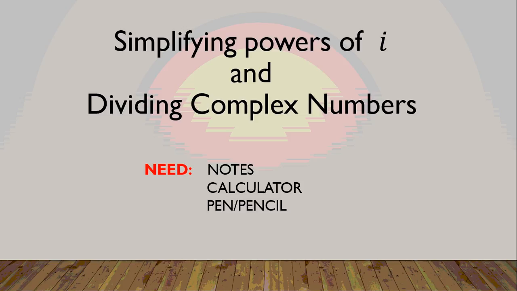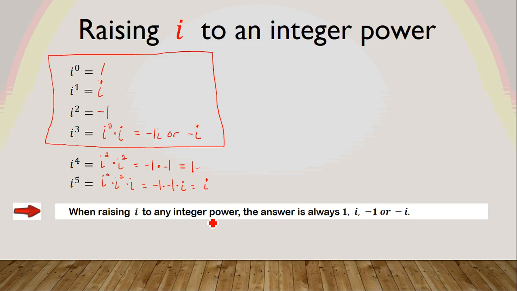So when raising i to any integer power, the answer is always 1, i, -1, or -i. Okay? That's a key deal. Then it's never going to be anything else based on the way i works, and of course the fact that i squared is -1, and so on. We will always know the answer will be one of these four options. But how will we know which one?